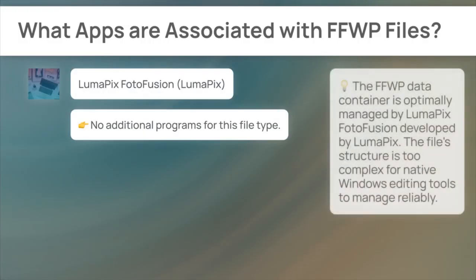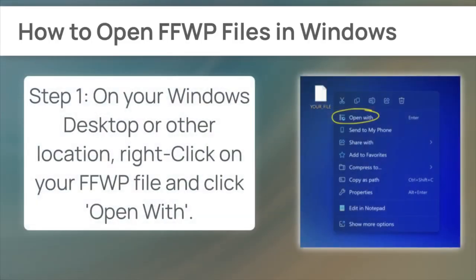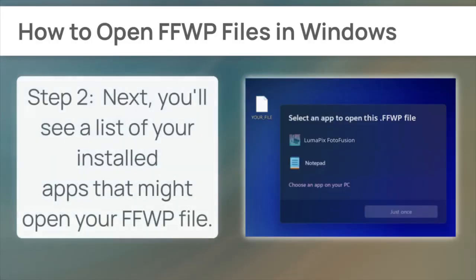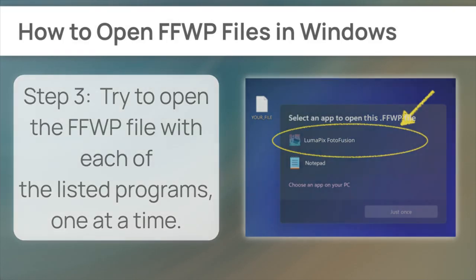Metadata editing, crucial for this file, requires a specific application beyond standard Windows viewers. Windows can preview some formats, but full editing requires specialized design software. Begin the search for the right application. Right-click the FFWP file and select Open With. Try Lumapix Foto-Fusion first. If it's absent, select another program. We must find the app that recognizes the format.